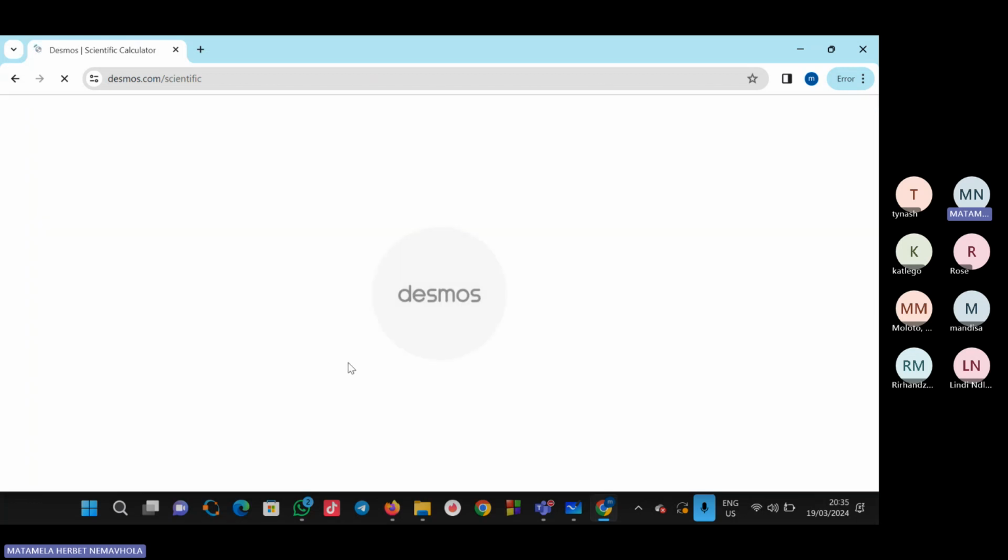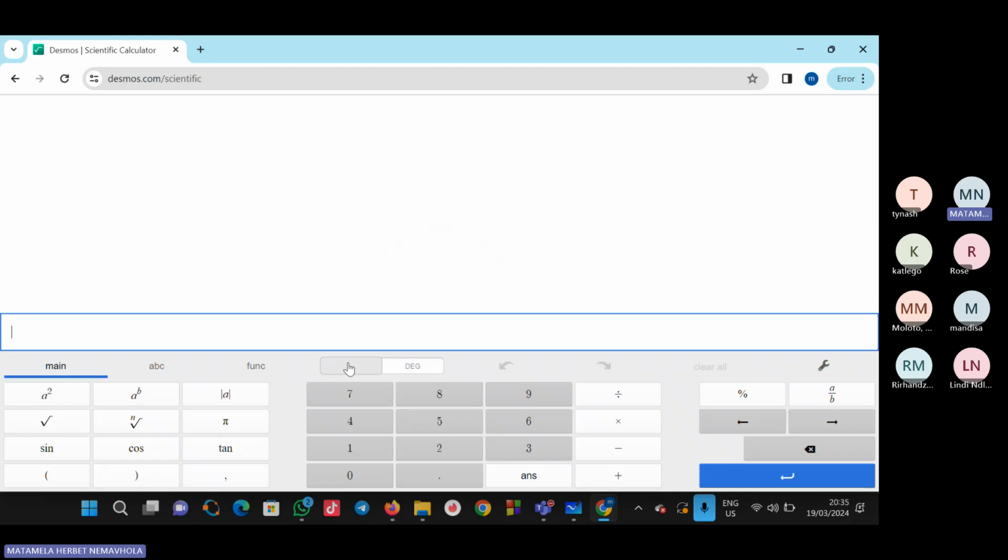It's online. I'm using an online calculator because I don't have one, but if you're going to be doing maths and continuing with maths, you must get your calculator. It's very good to have your own calculator. I'm also going to buy one.